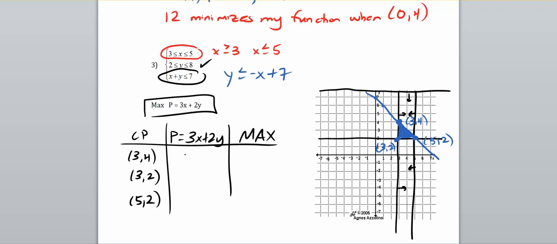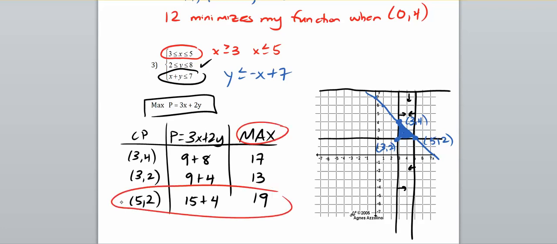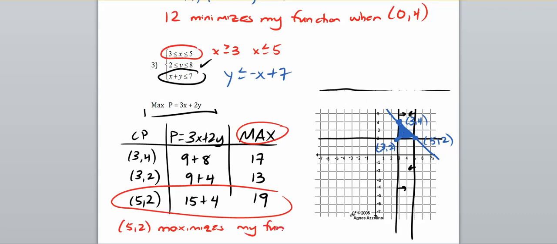You're going to plug those into your objective function. So 3 times 3 is 9, plus 2 times 4 is 8. That would give me 17. 3 times 3 is 9, plus 2 times 2 is 4. That would give me 13. 3 times 5 is 15, plus 2 times 2 is 4. That would give me 19. So because I'm looking for a maximum, I'm going to say that (5, 2) maximizes my function to be 19.